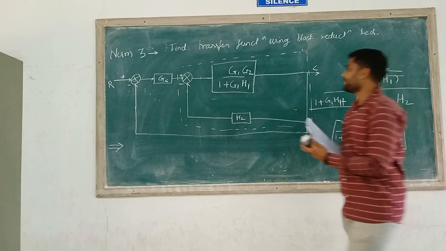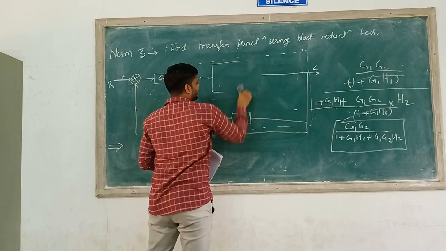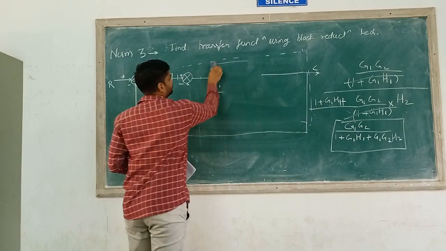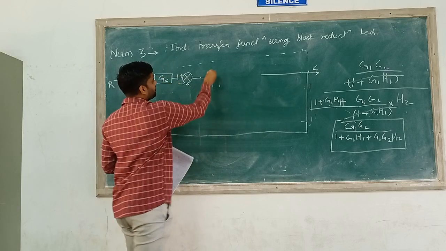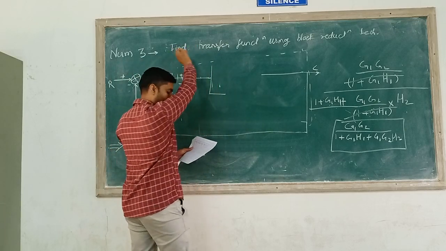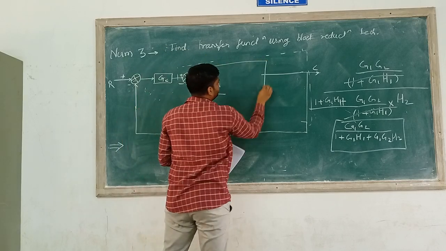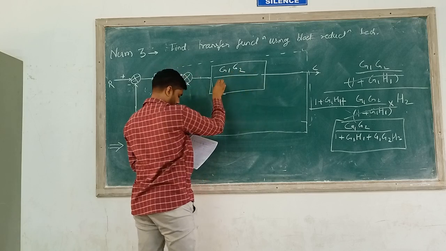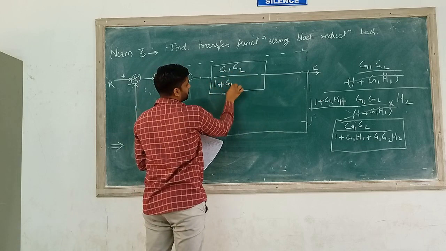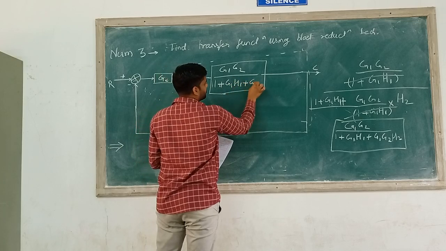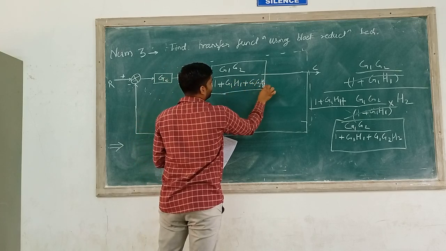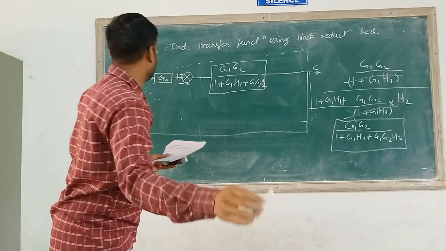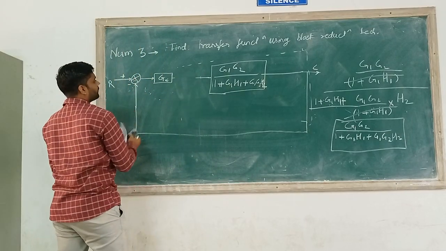So we need to write this value here, reducing this negative loop. What is this value? G1 G2 upon 1 plus G1 H1 plus G1 G2 H2. Okay. This summing point also got removed.